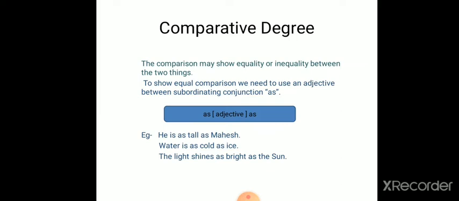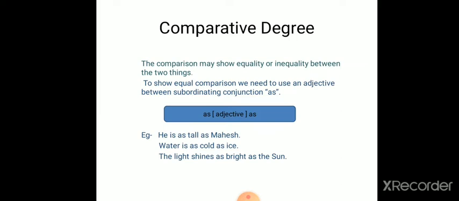Second, water is as cold as ice. Okay, water is as cold as ice. That means the water is equivalent, it is also cool enough like ice. Third, the light shines as bright as the sun. That means here the light is compared to the sun. That means the light is shining equally bright as the sun.